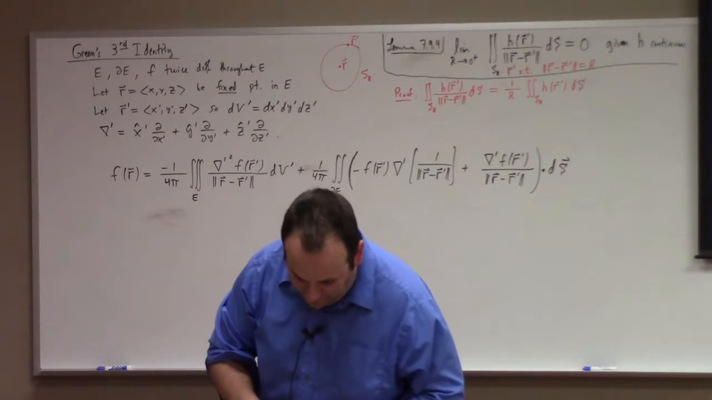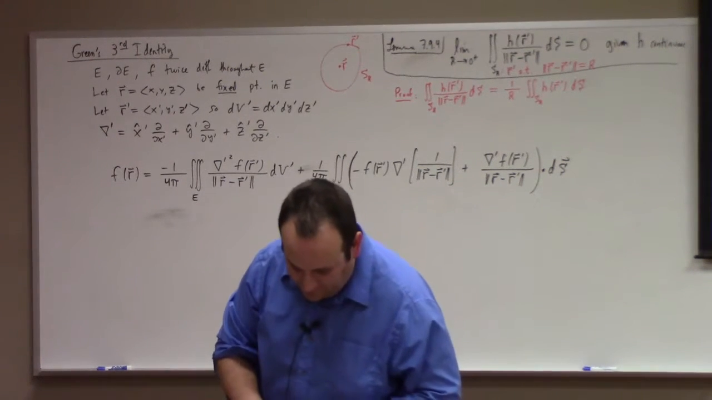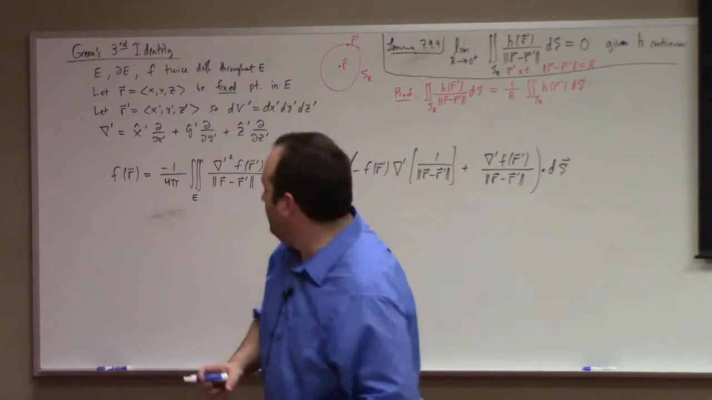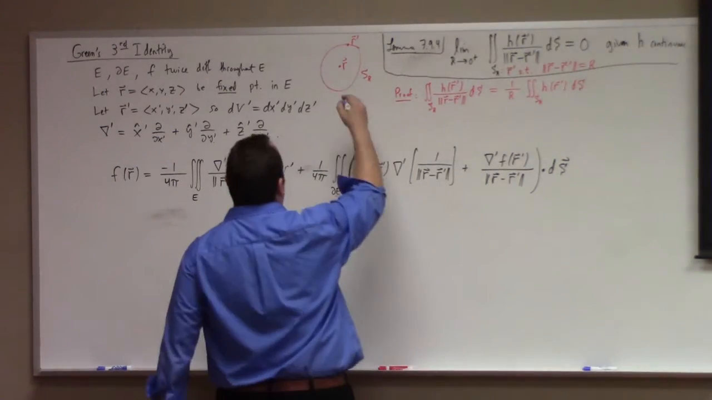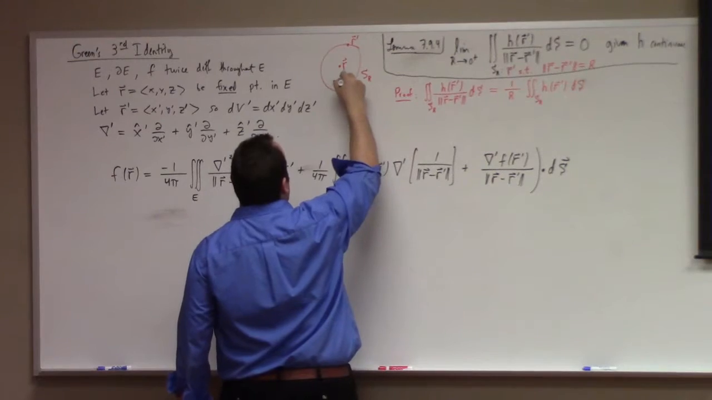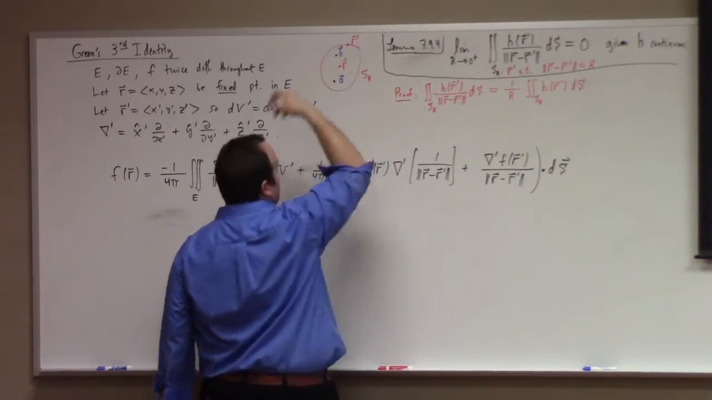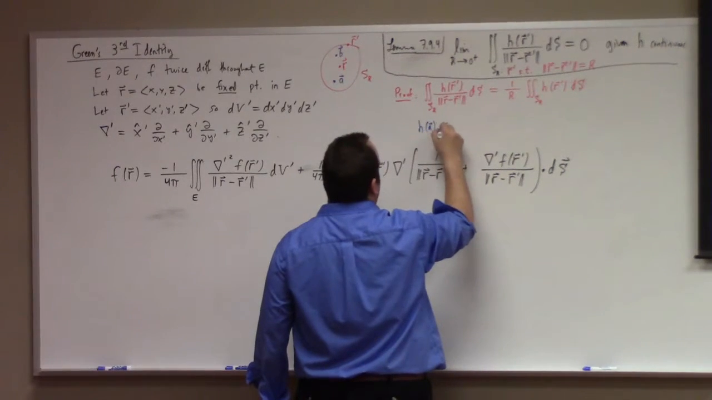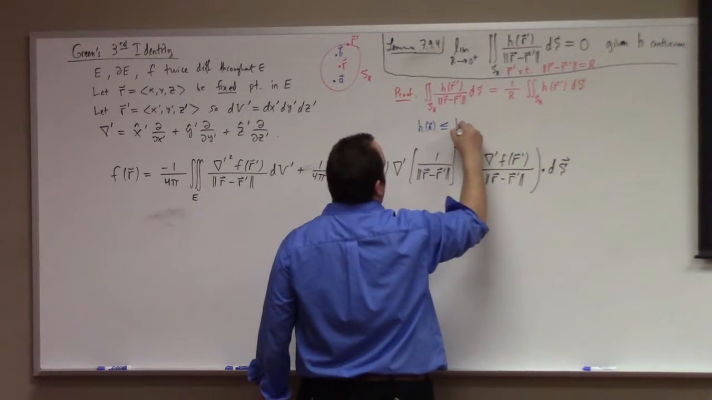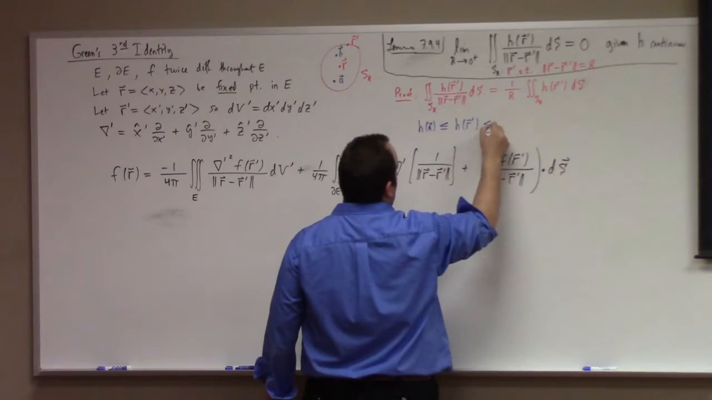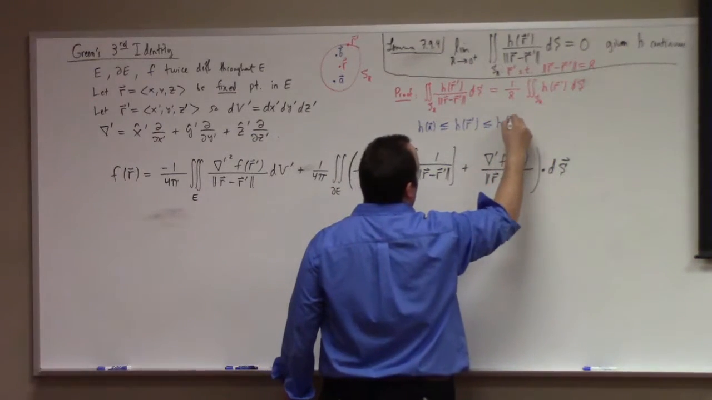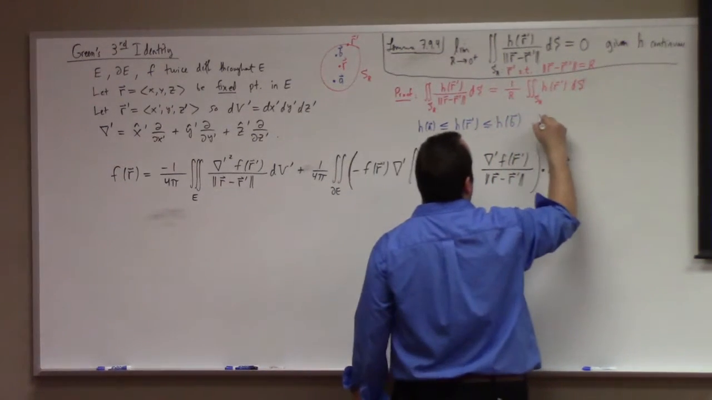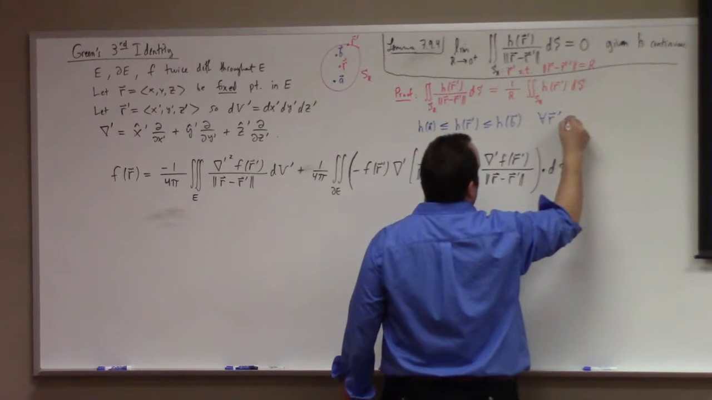Anyway, so the point here is that if H is continuous, it follows that there exist vectors A and B, some points A and B in here, such that H of A is less than or equal to H of R prime is less than or equal to H of B, for all R prime in SR.